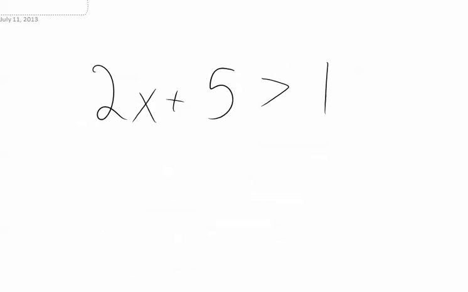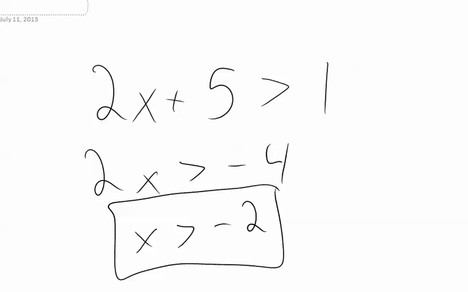You can look at the next example here, which is a little more complicated, but it says 2x plus 5 is greater than 1. How do you solve for this? Well, again, we're going to remove the 5 by subtracting it. So I'm going to get 2x is greater than 1 minus 5, which gives me -4. The last step is to get rid of the 2 in front of the x, and to do that we would divide. So x is greater than -4 divided by 2, which is -2. And that's my final answer: x is greater than -2.